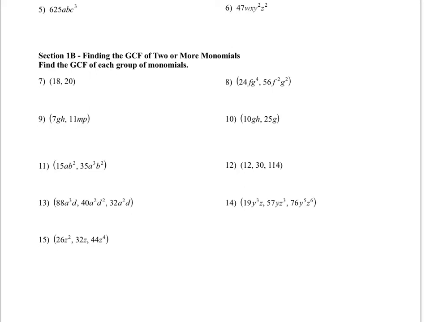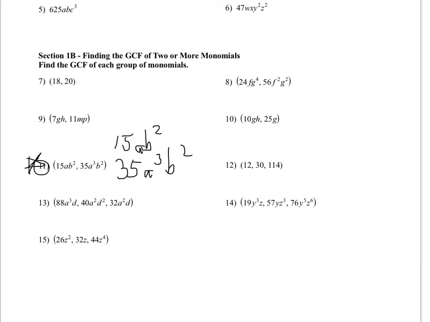In section 1B, we're going to look at finding the GCF, greatest common factor, of two or more monomials. I'm going to pick out number 11 right here. In number 11, we've got the monomial, again, monomial one term, 15ab squared. And then we have the monomial 35a cubed b squared.